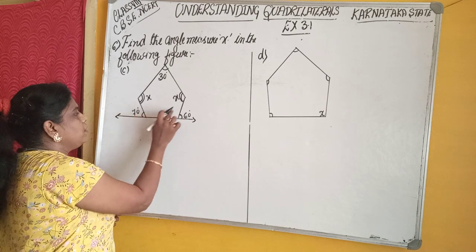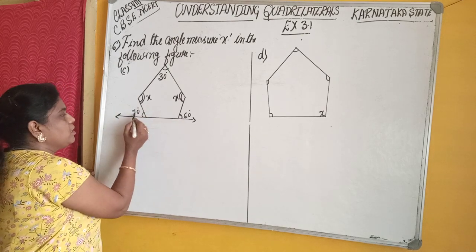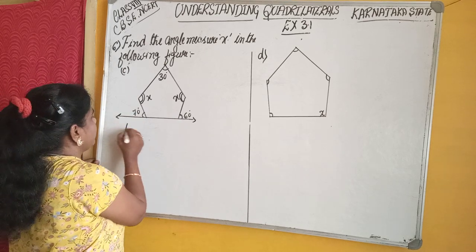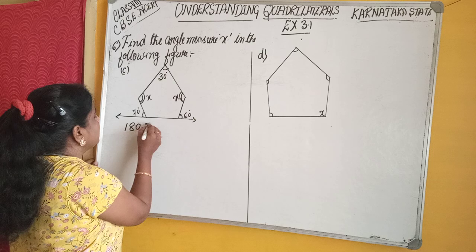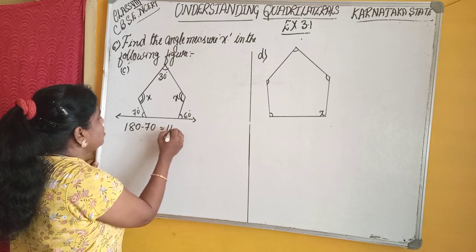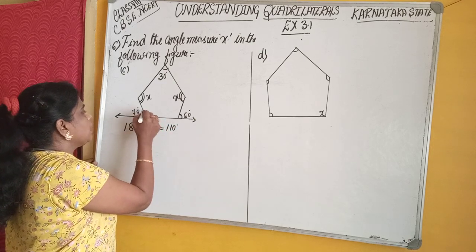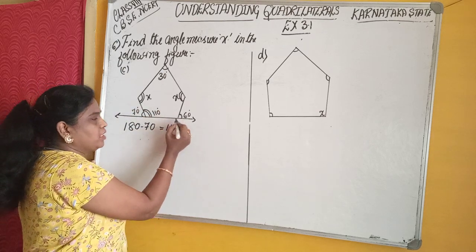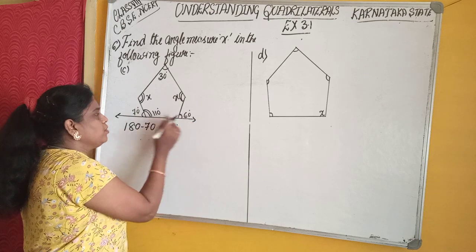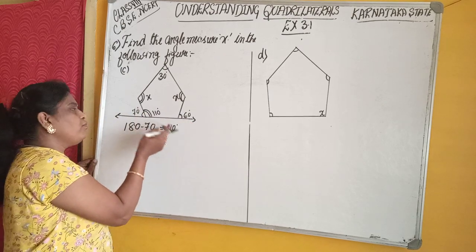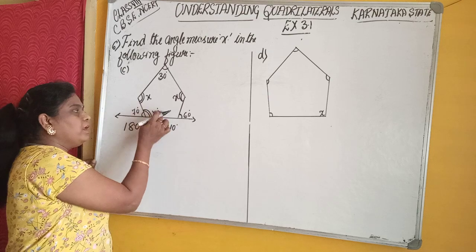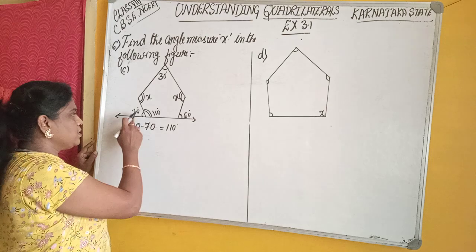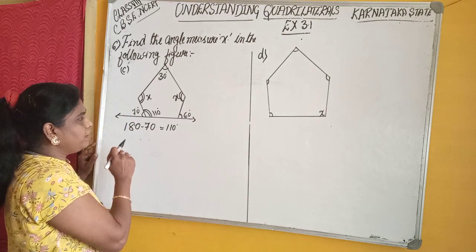Therefore, here the interior angle, since 70 is there, is 180 minus 70. What will it become? 180 minus 70 is equal to 110 degrees. This angle will become 110 degrees. And here the exterior angle is 70 degrees because these two are a linear pair. If one of the angles is 70 degrees, the other will be its linear pair. That means 180 minus 70, that is equal to 110 degrees.